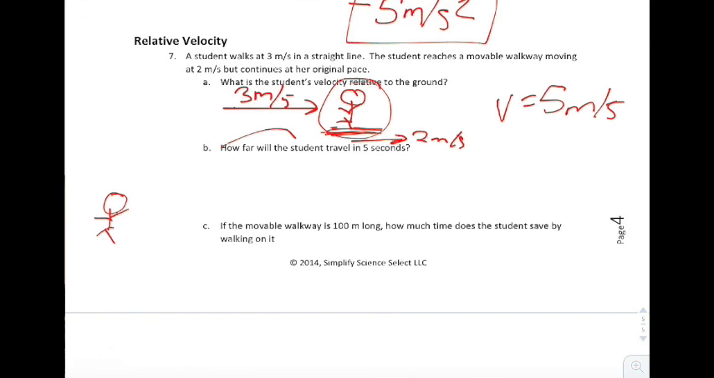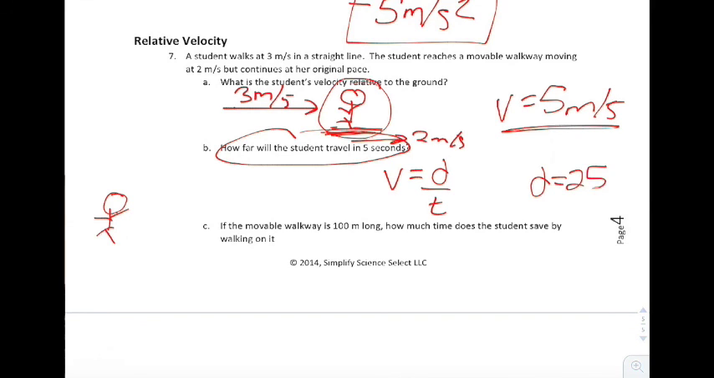So now the question is how far will the student travel in 5 seconds? This is your one velocity, so that's your constant velocity. So you'd say v equals d over t. And when you solve, you end up getting the distance is about 25 meters.